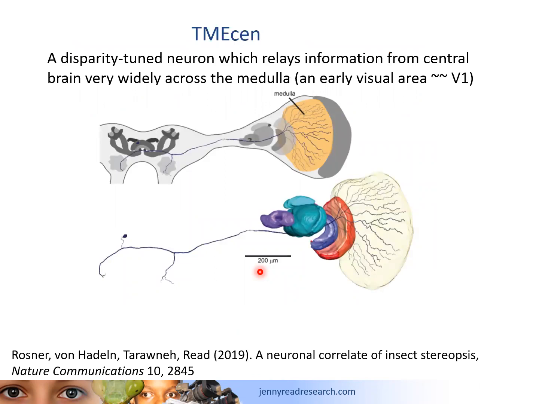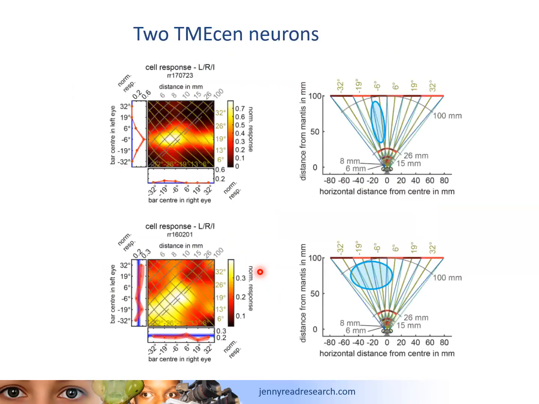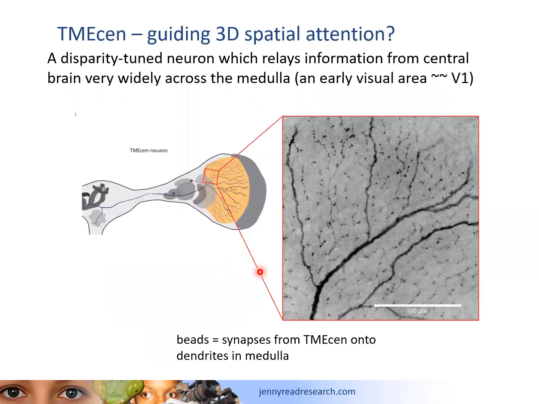Just to show you a couple other examples from our mantis neuron zoo. I know I'm nearly finished because I know it's past 11. We found this interesting neuron, TME-sen, and that intrigues me because it has its input sites in the central brain and its outputs in the medulla, which is one of the earliest visual areas in the optic lobe. I'm just showing the example disparity plots for two TME-sen neurons. Not quite as beautiful as the others, as you'll see, but still disparity-tuned.